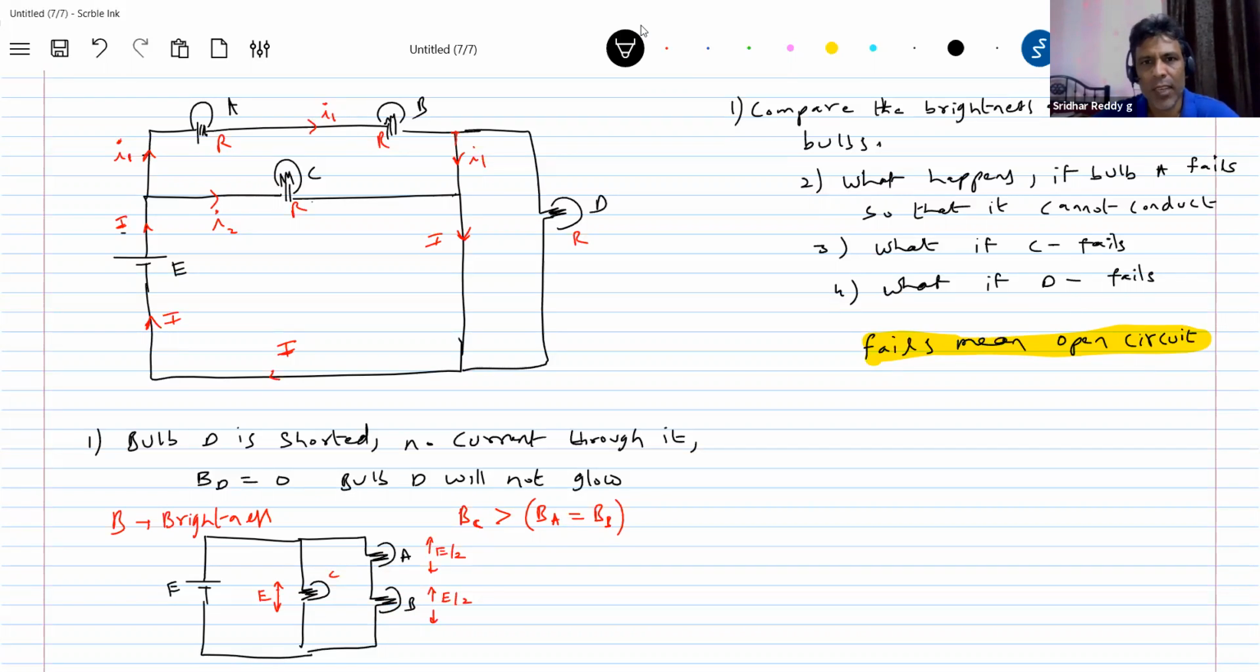Let's come to the second situation. What happens if bulb A fails so that it cannot conduct? What will be the circuit diagram? Bulb A fails to conduct, which means it's like an open circuit, no? So where the bulb is, you put an open circuit. This bulb B is there still.